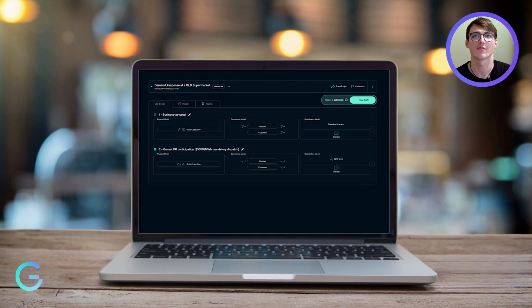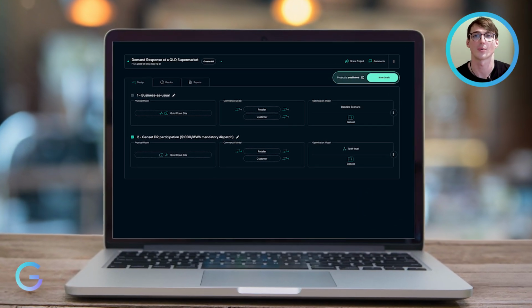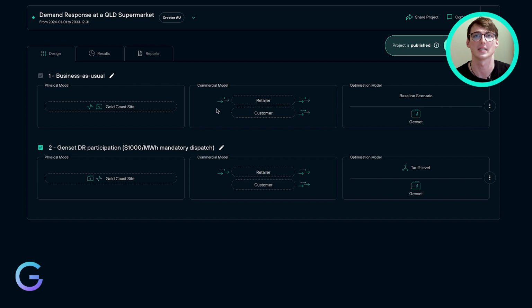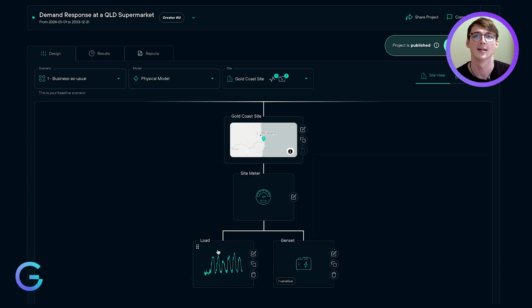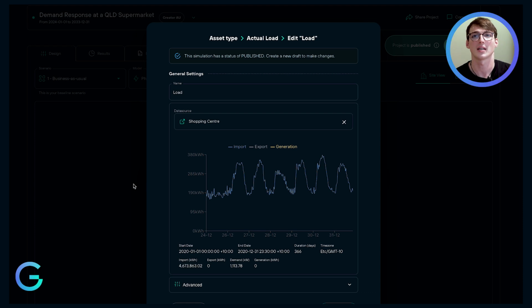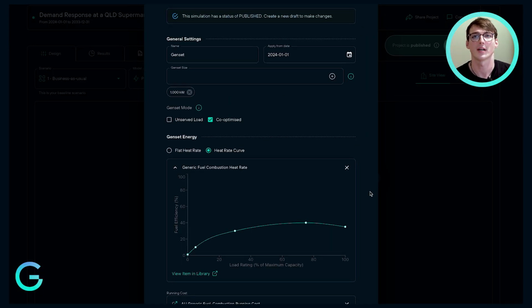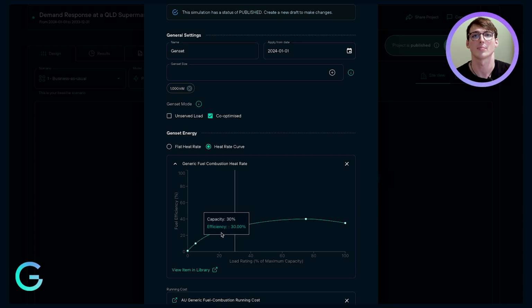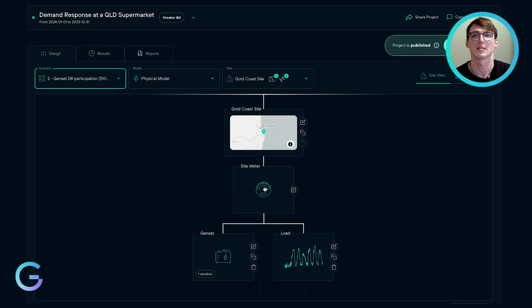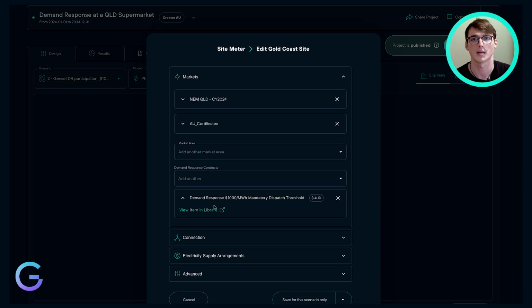For this project, we have modeled a hypothetical shopping centre in Queensland with a 1 megawatt backup diesel genset participating in their retailer's demand response program. We have configured the genset with a heat rate curve and diesel fuel costs. The heat rate curve reflects the efficiency with which the genset produces electricity at different load ratings. We have also configured a demand response contract on the site meter.